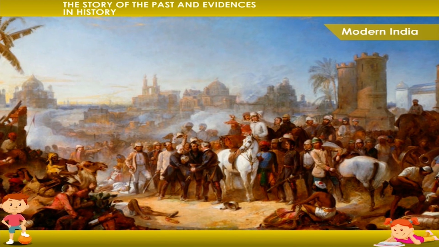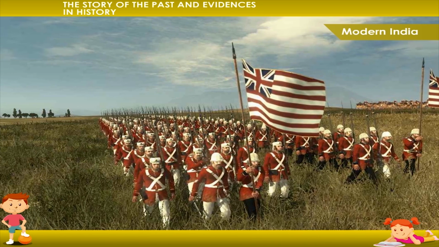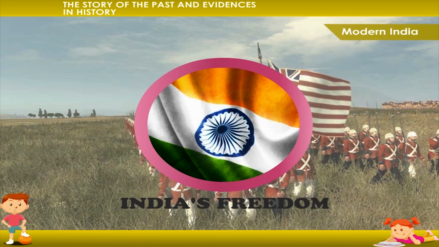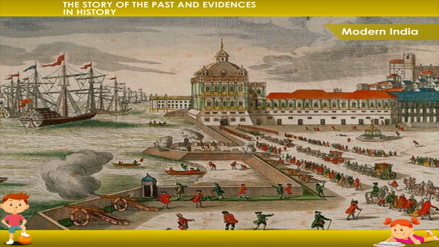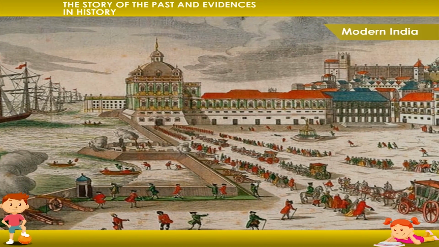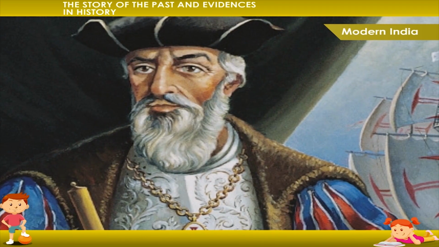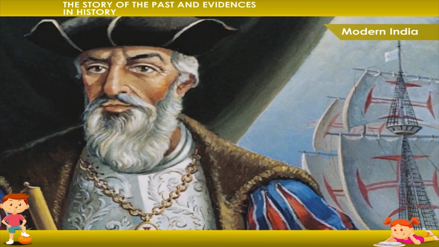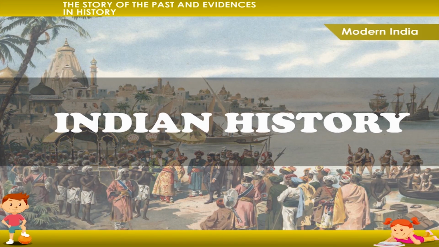Modern India. Modern India consists of the entry of the British in India, the East India Company, and India's freedom struggle. The European trading agencies came to India in the late 16th and 17th centuries. Vasco da Gama came to Calicut, India. This started the beginning of the European era in Indian history.